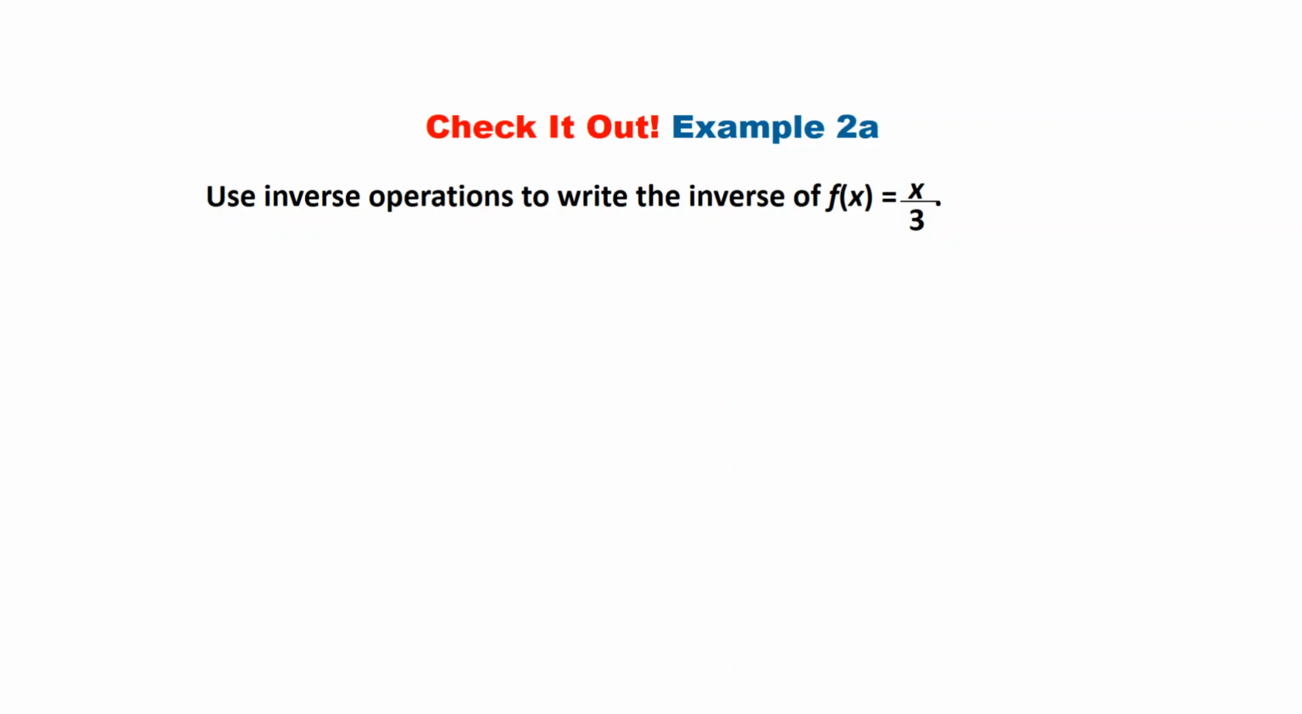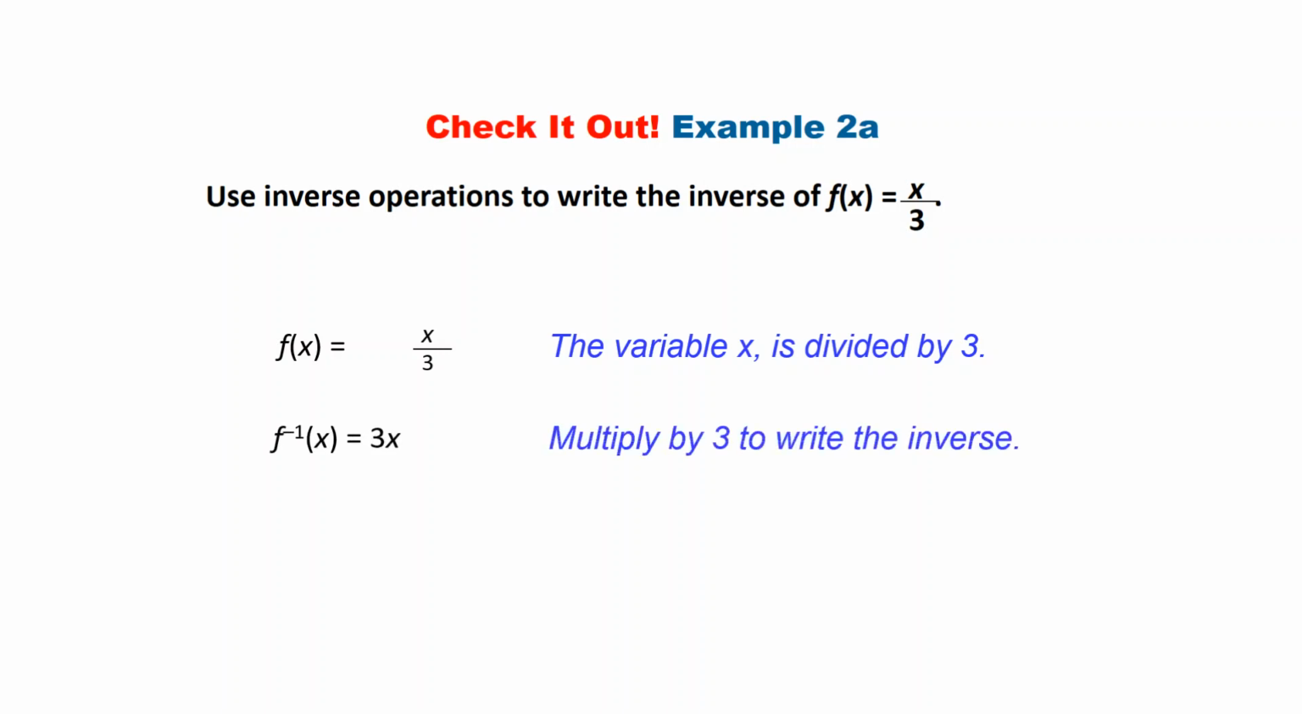Use the inverse operation to write the inverse of f of x equals x over 3. All right, so on this one, it's not really that much difference. We notice that the variable x is divided by 3. So to undo that, or do the inverse, we're going to multiply by 3 to write the inverse. So now you can see that f inverse of x is equal to 3 times x.